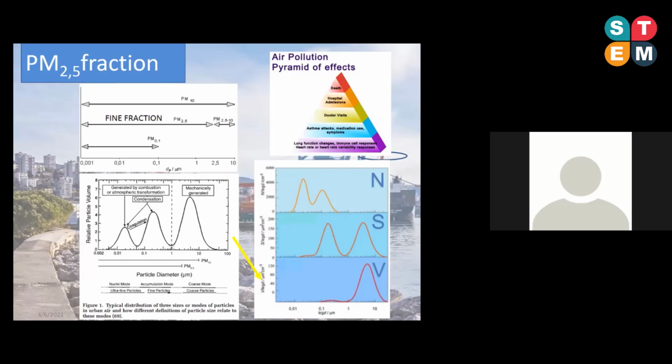Epidemiological evidence suggests a strong relationship between urban environmental levels of PM2.5 and increased incidence of mortality and morbidity due to respiratory or cardiovascular diseases in the general population. There is a pyramid of effects of air pollution. There are lung function changes, heart rate variability, asthma effects, cancer, and in the end, death.